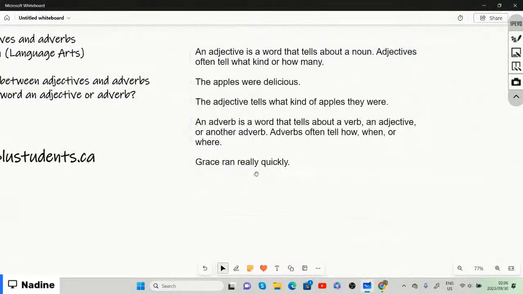All right, so an adjective. An adjective is a word that tells about the noun. Adjectives often tell us what kind or how many. For example, the apples were delicious. The adjective tells us what kind of apples they were. They were delicious apples.